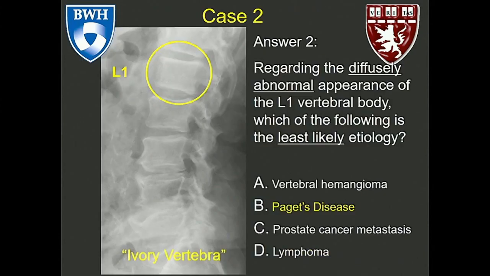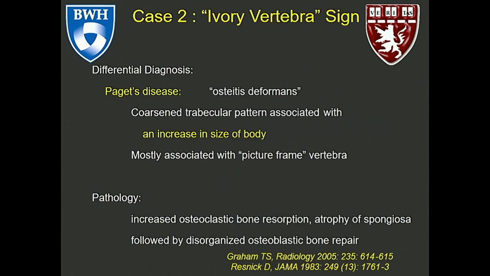So the answer here was Paget's disease in terms of what's least likely. So it is in our differential for an ivory vertebral body. Paget's disease, also known as osteitis deformans, has a coarse intratrabecular pattern, and usually that's what's increasing the density of it. But what's different about it compared to the other disease entities in the differential is that there's usually an associated increase in the size of the vertebral body.